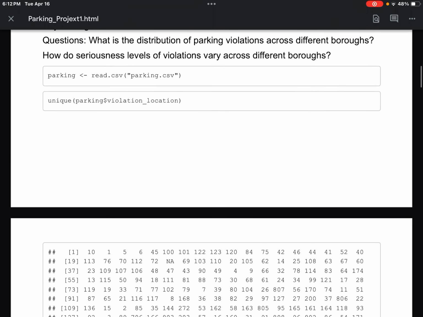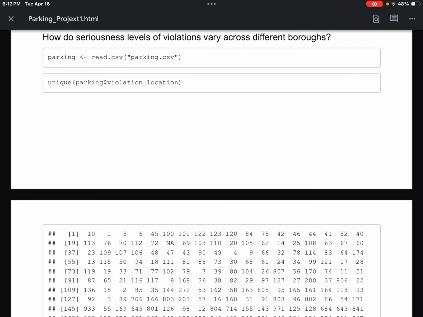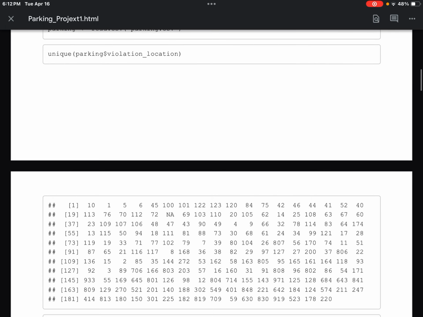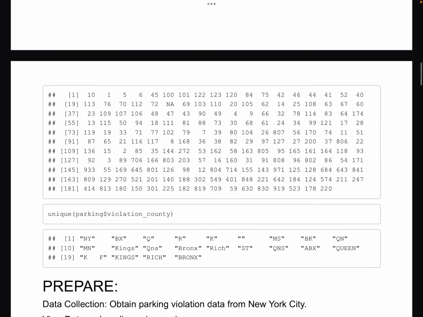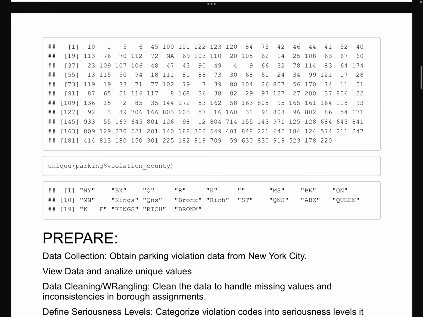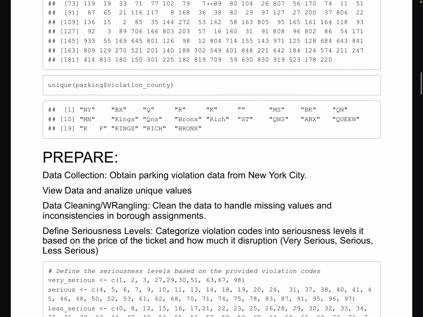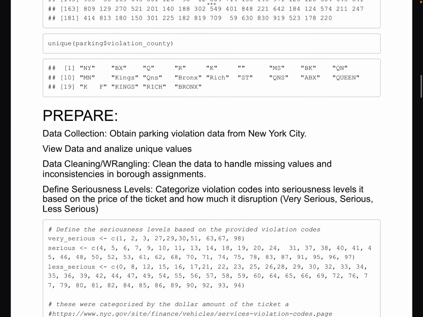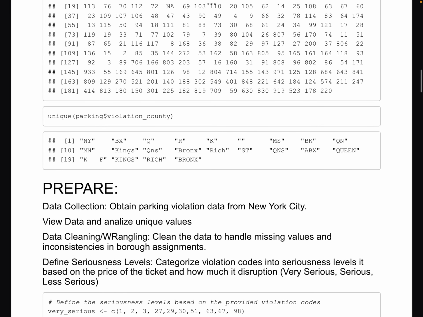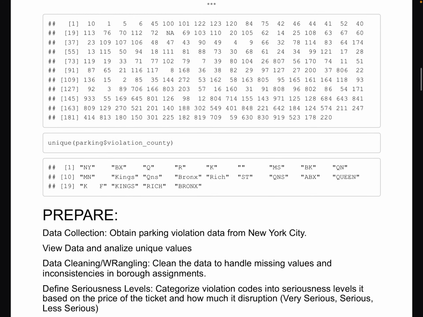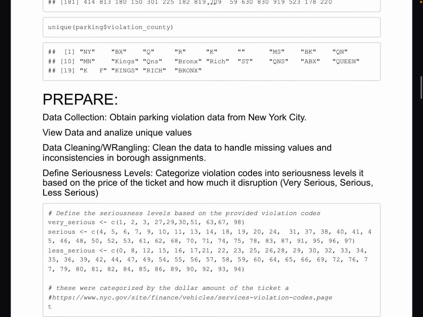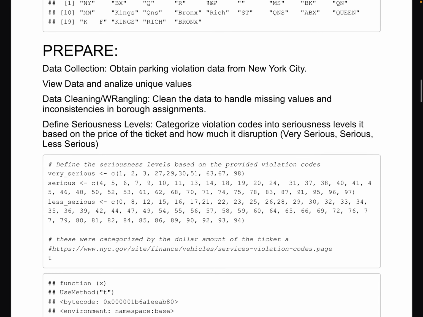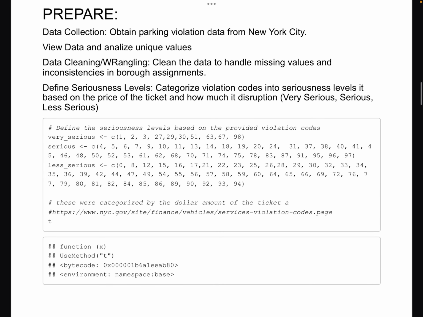But before that, I decided to check the unique values in each parking violation just to see if there's any patterns. And also, I did it for the violation county to check any patterns. I noticed that the numbers were not matching up, so I needed to clean up the data by myself. So here I am cleaning the data.